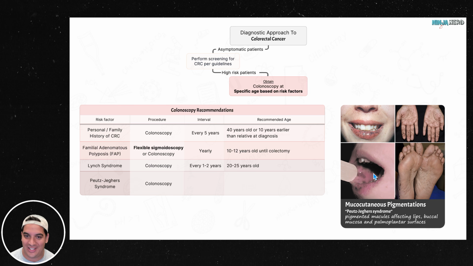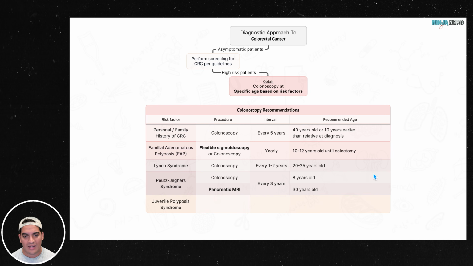So sometimes we'll do EGDs and pancreatic MRIs, but for Peutz-Jeghers, it's every 3 years, and you're going to start this at 8 years of age. All right. Again, pancreatic MRI, this definitely carries a pretty high risk of pancreatic adenocarcinoma. So again, every 3 years, you'll include a pancreatic MRI, and you're going to do that around the age of 30. All right. Now, juvenile polyposis syndrome, this is usually in a child, usually pretty young. And so with this one, they do carry the risk of, again, colorectal cancer, small intestine, gastric cancer.